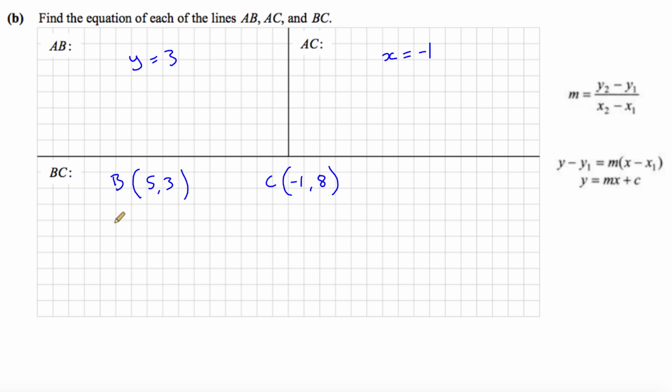Okay, so if we're going to find the slope of the line joining these 2 points, we've got to label these points. So I'm going to call this point x1, y1, and this point x2, y2. You could have called this point here x2, y2, and this x1, y1, that doesn't matter.